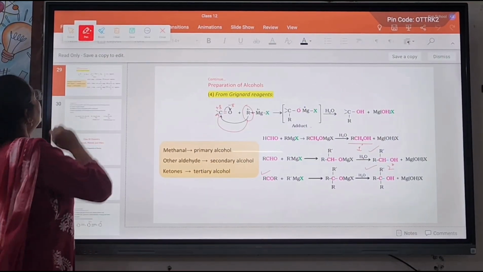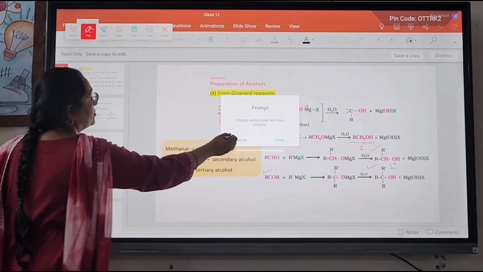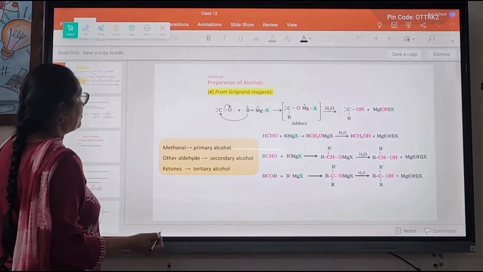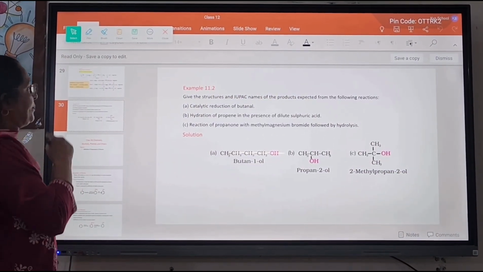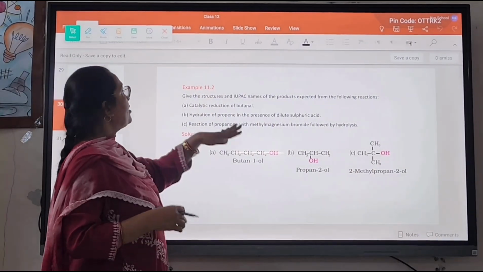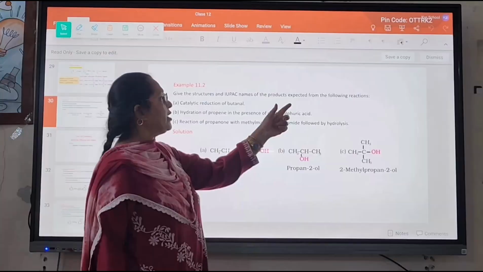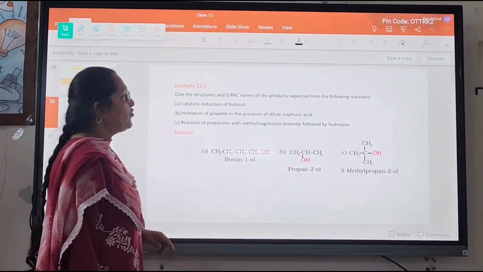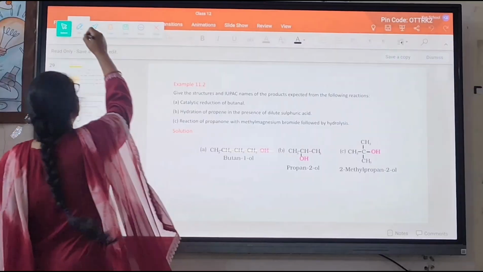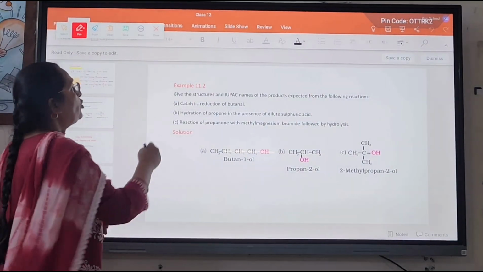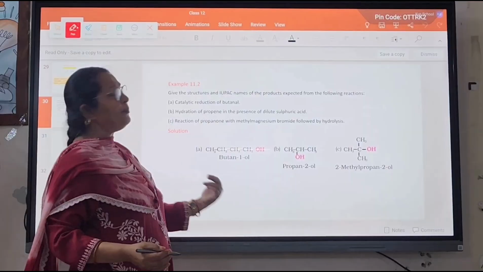This is one of the very important methods used to step up the series while doing the conversions. Now we will clear the method of preparation by taking some examples, some questions. See, in this question, give the structure and IUPAC name of the products expected from the following reaction. 1. Catalytic reduction of butanal. So you have to write the complete equation and then write the name of the product.